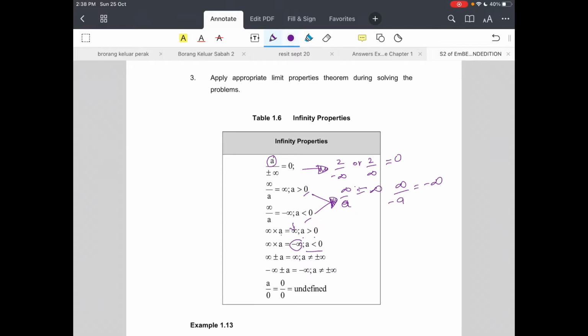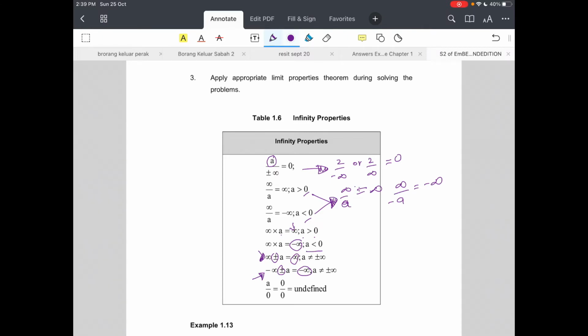If infinity plus or minus any number, your answer is infinity. If negative infinity plus or minus any number, your answer is negative infinity. So for the operation plus or minus, the final answer depends on the positive or negative sign of the infinity.